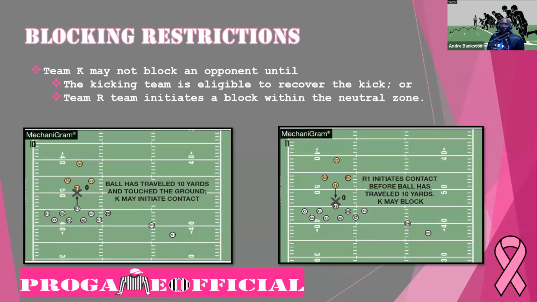Onside kick, K passes the ball, blocks R. There's a flag for illegal blocking. It's a live ball foul. And then what R can do is, if R is the one that recovers the ball, they can either tack on the 10 yards from the end of where they recover the ball, or go 10 yards and re-kick the ball.